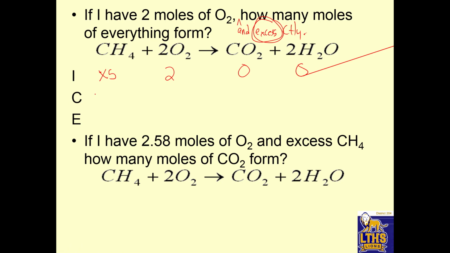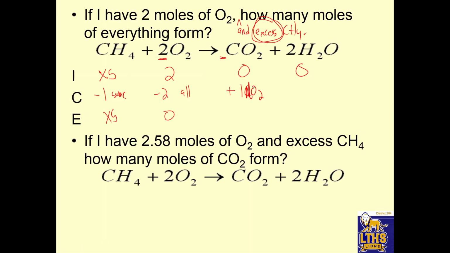So here if I have excess, the change will be minus. The first thing I should look at is the number that I have. I'm going to use all of this. Minus 2, this is going to be my all. Excess is minus 1, which is going to be some. If it's excess, you're going to have some left over. In the end, I'm going to have excess of this. I'm going to have none of this. Now the change here, if I lose 2 of this, it's a 2 to 1 ratio, right? So I'm going to gain, it's a product, 1 CO2. And I'm going to gain 2 of H2O.